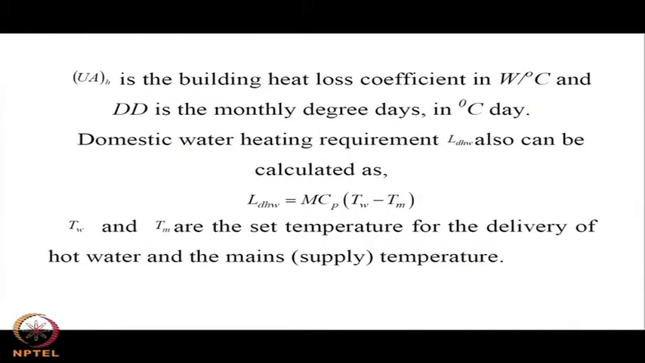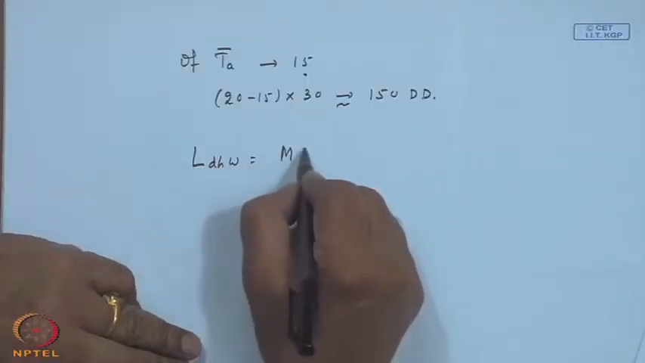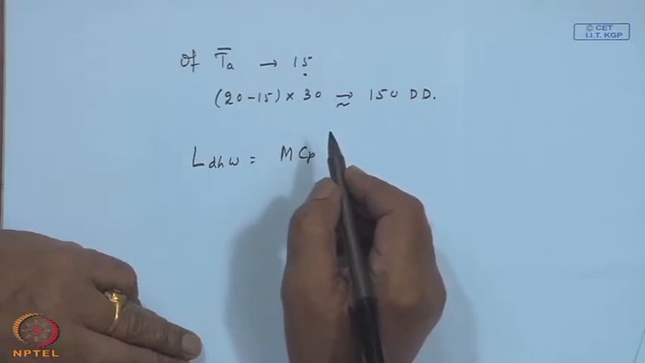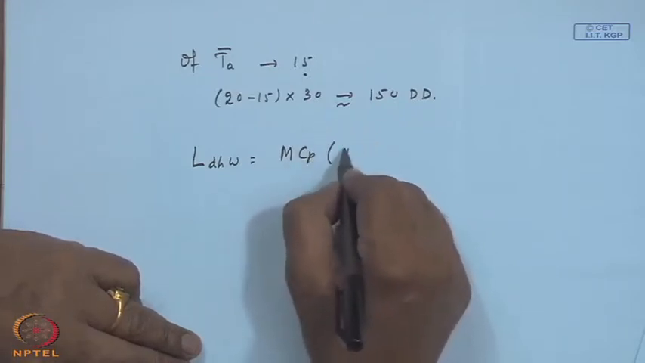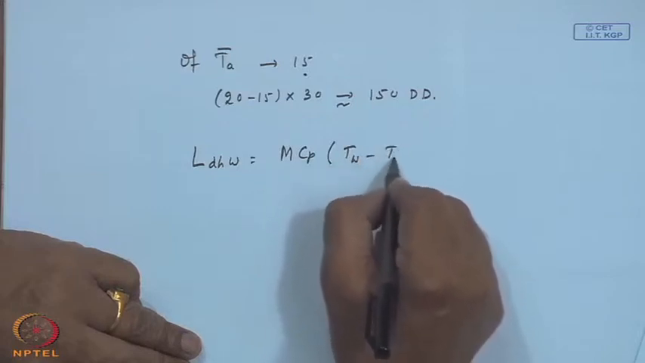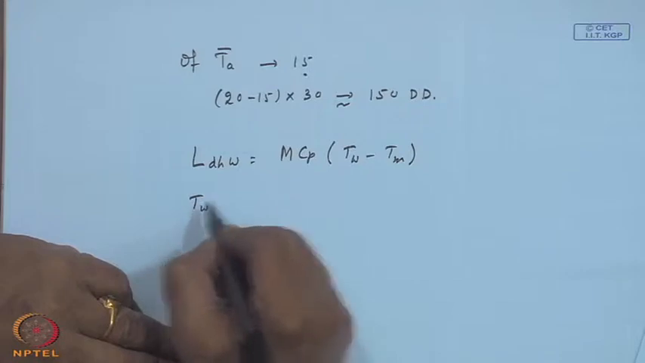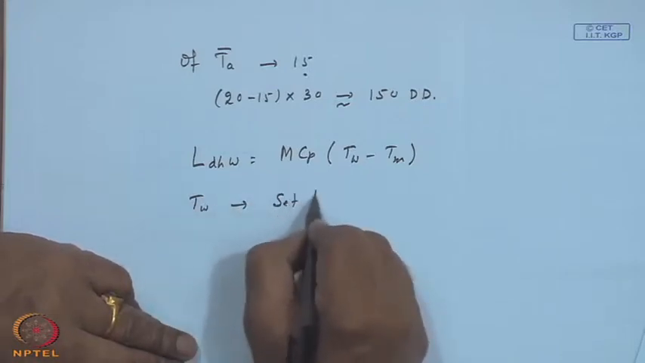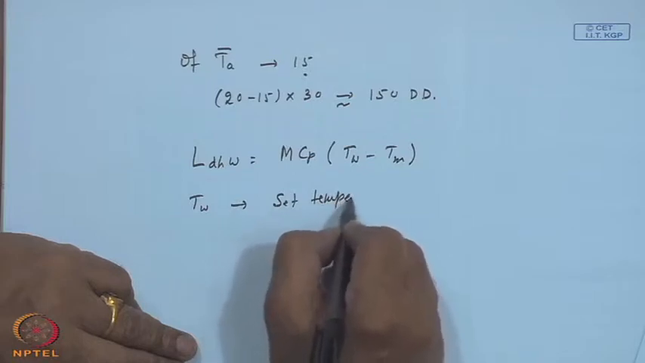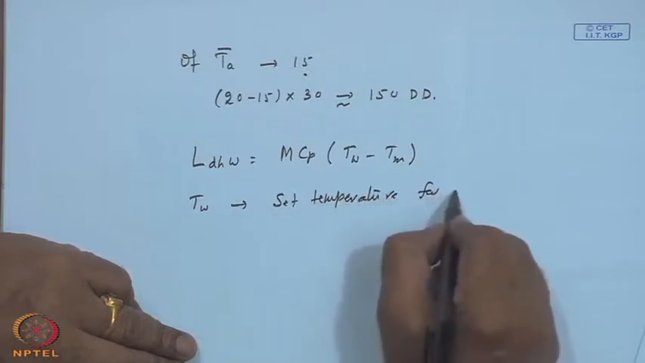Then the domestic hot water requirement, this LDHW, mass of the water 500 liters, 200 liters or in kgs, multiplied by specific heat multiplied by TW minus TM. This TW or the set temperature for delivery of hot water.